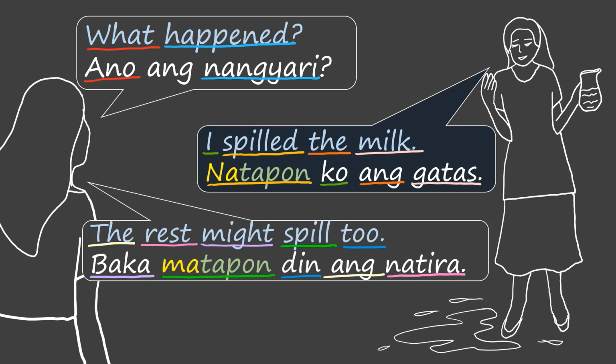Now you see two verbs here, natapon and matapon. They are both prefixed with na and ma. Both are unintentional actions because no one normally wants to spill something on purpose, right? So natapon and matapon are unintentional actions.